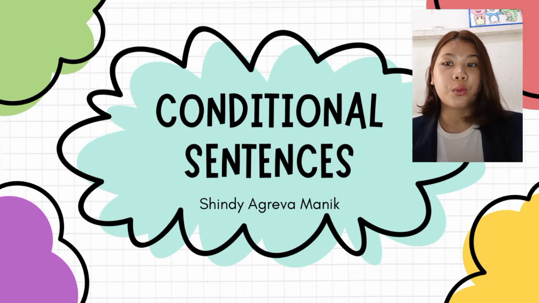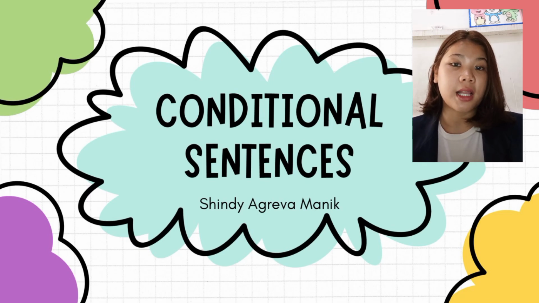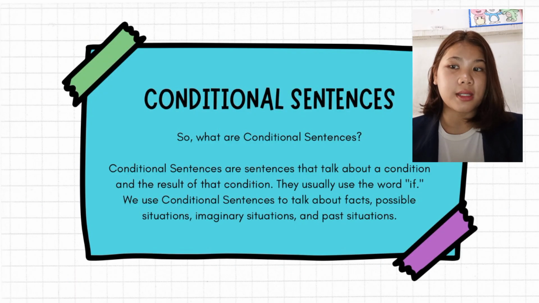Today I would like to explain one of the topics that I have learned in this class, which is conditional sentences. So what are conditional sentences? Conditional sentences are sentences that talk about a condition and the result of that condition. They usually use the word if. We use conditional sentences to talk about facts, possible situations, imaginary situations, and past situations. There are four types of conditional sentences, so let's get started.